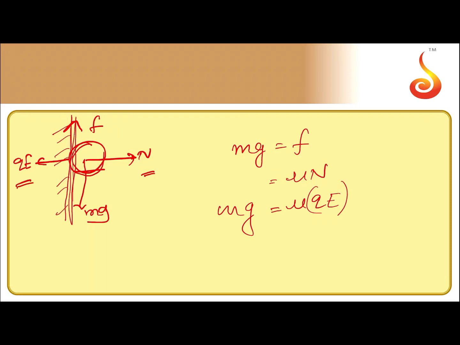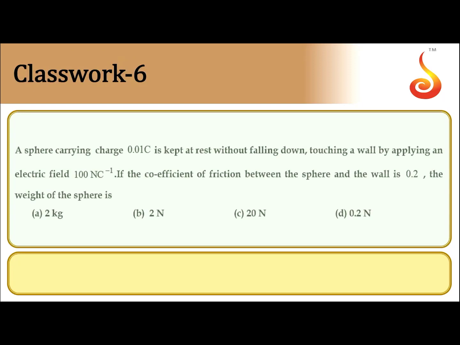So, what are we supposed to find out? The weight is equal to mu into q into E. Do we know all the details? Yes. The coefficient of friction is 0.2 and the charge is 0.01 into 100, that gives us 0.2 Newton. Therefore, the weight of the sphere is 0.2 Newtons. D is our correct choice.